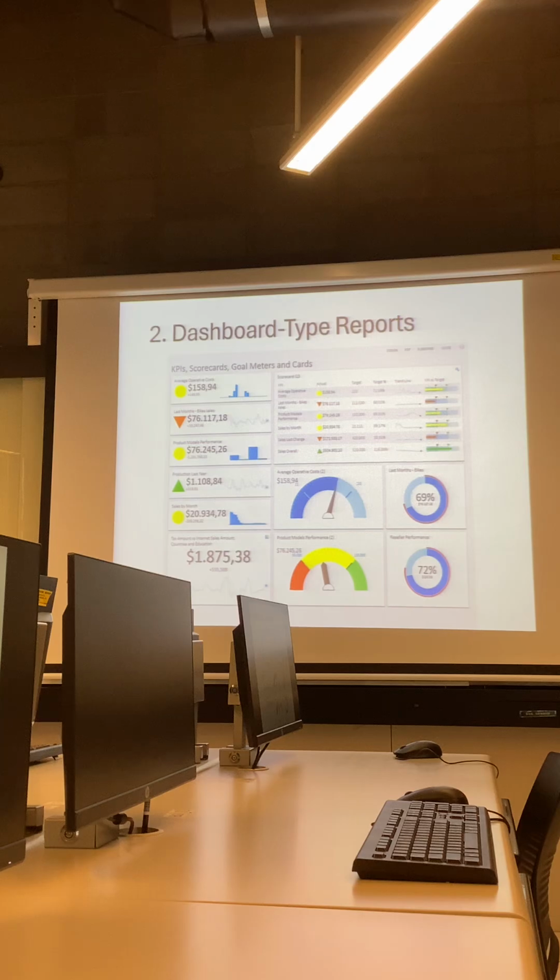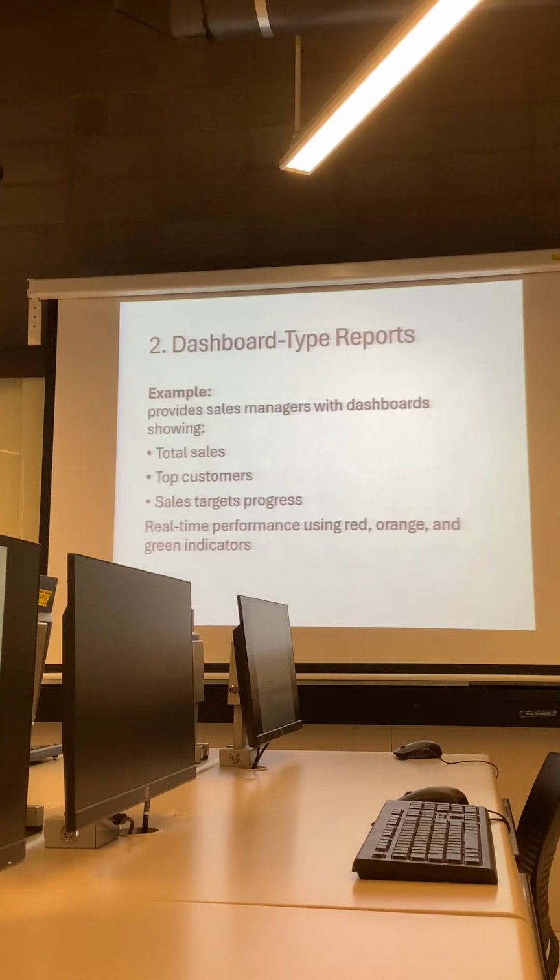So usually dashboards use several colors and several icon shapes to make it easier. For example, a sales manager with a dashboard showing total sales, top customers, sales target progress, and real-time performance using red, orange or yellow, and green indicators. Can we use another color? Yes, but make sure that the color is good enough.